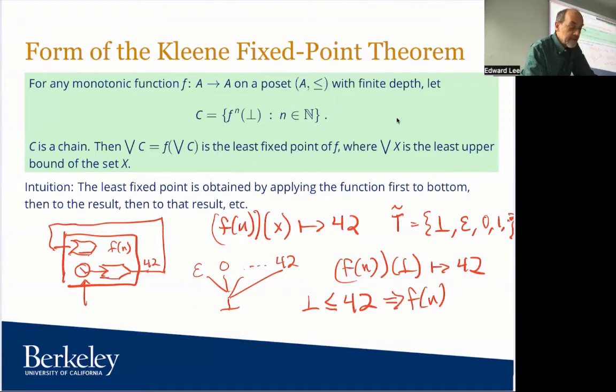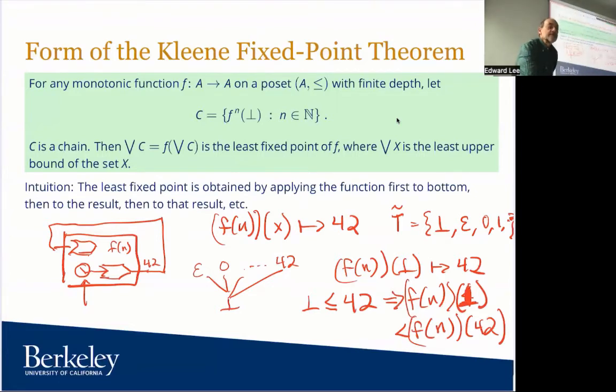So that implies that f of n of bottom should be less than or equal to f of n of 42. Is it? What is f of n of 42? Yes, because it's a reflexive relation. So f of n of 42 will be 42. If the input is 42, the output's still going to be 42. If the input is bottom, the output is 42. So this function is monotonic. And as a consequence, the Kleene fixed point theorem applies. We can form this chain.